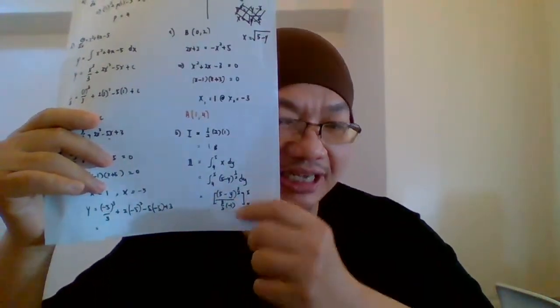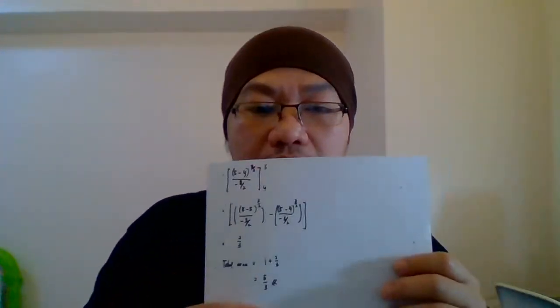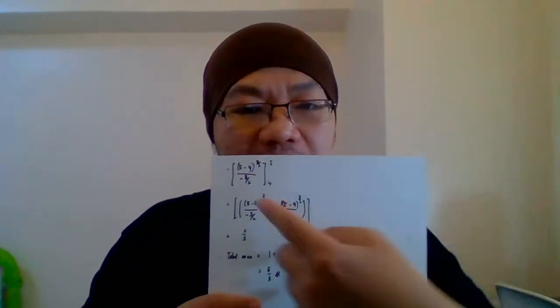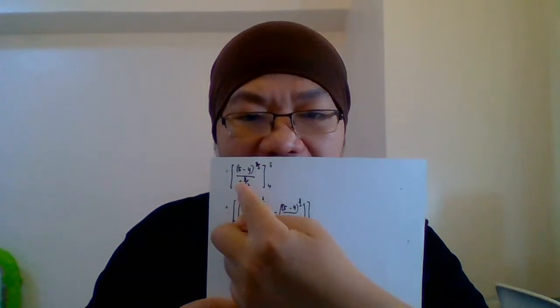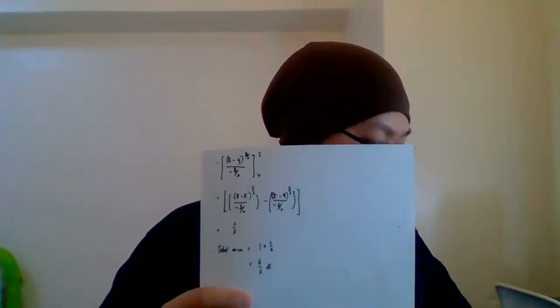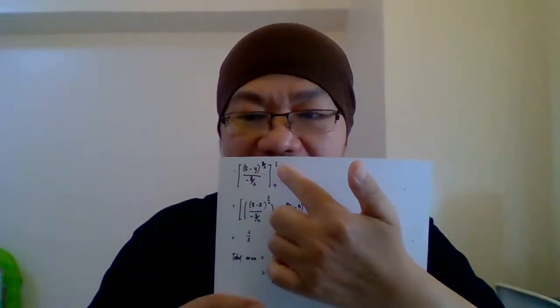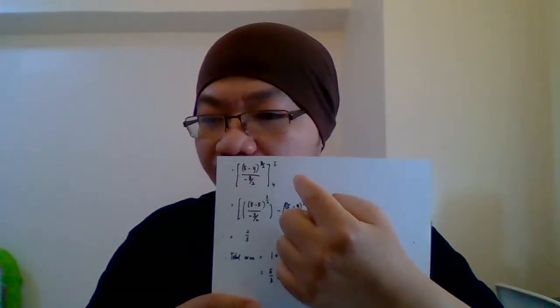Okay, now. Someone, how much did you get? 5 over 3 also. Okay, Hana got 5 over 3. Okay, no problem, we check. So now, 5 minus y power of 3 over 2 over negative 3 over 2. Shamila got 4 over 3.